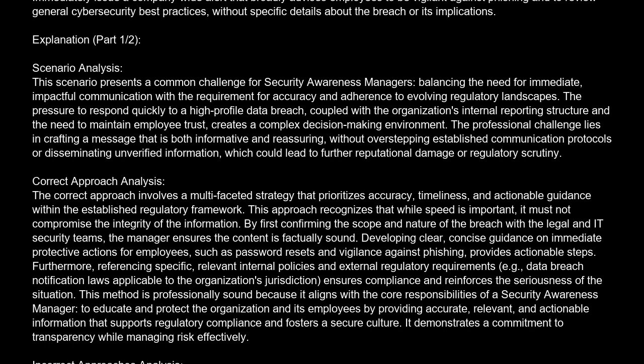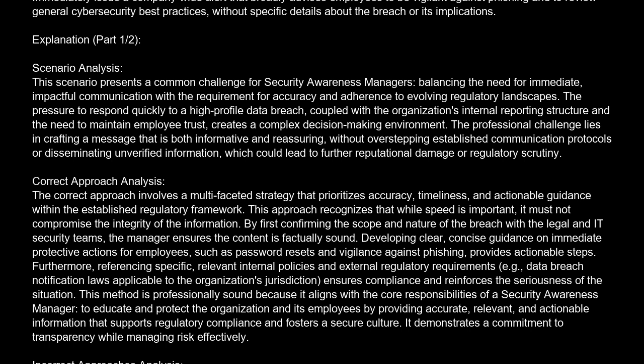This method is professionally sound because it aligns with the core responsibilities of a security awareness manager: to educate and protect the organization and its employees by providing accurate, relevant, and actionable information that supports regulatory compliance and fosters a secure culture. It demonstrates a commitment to transparency while managing risk effectively.